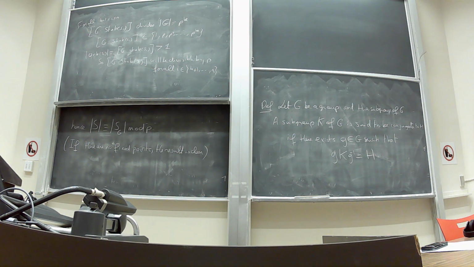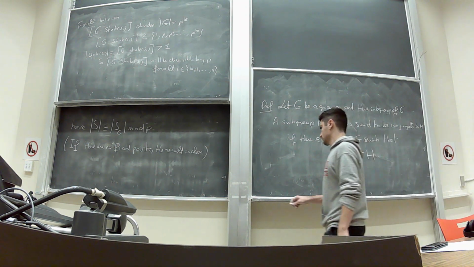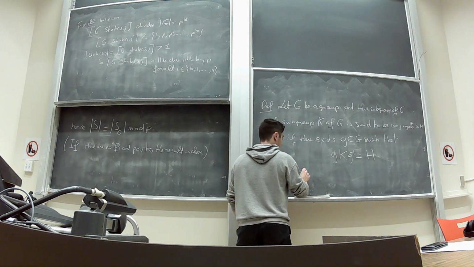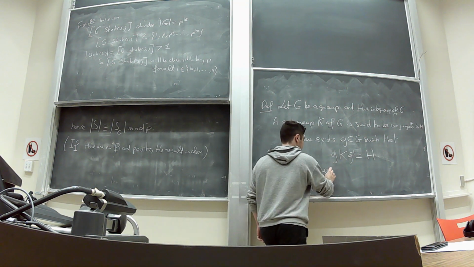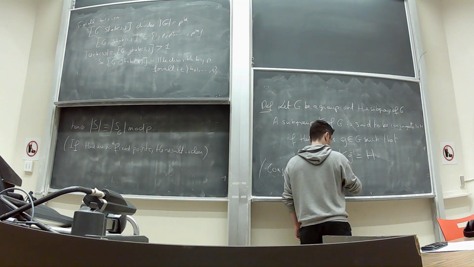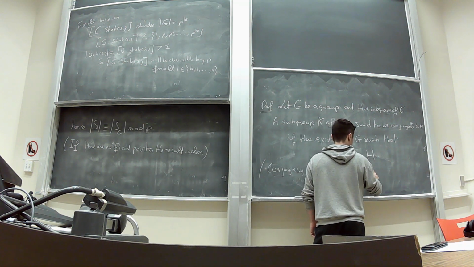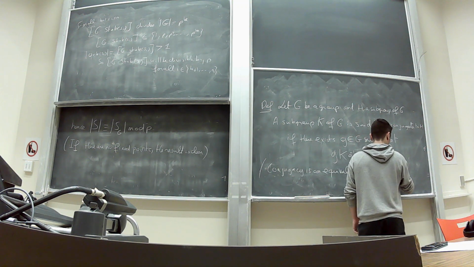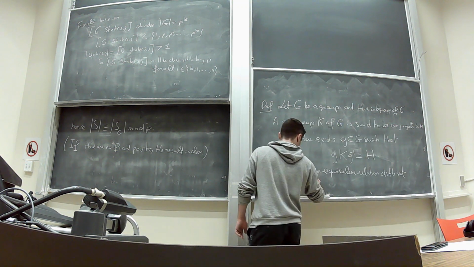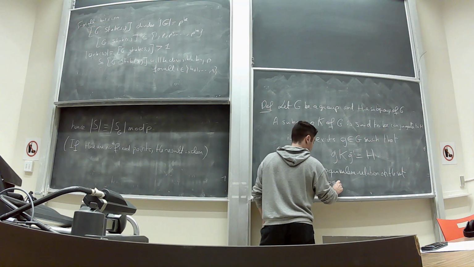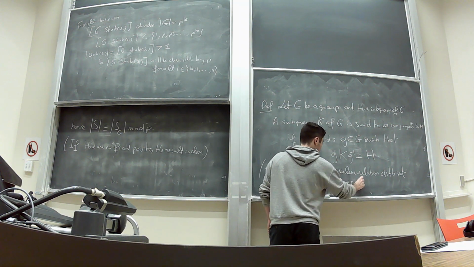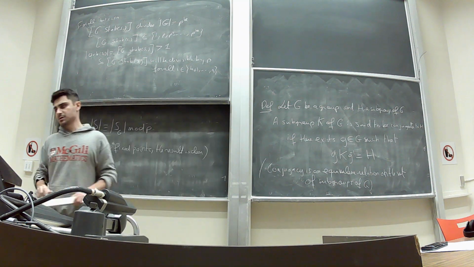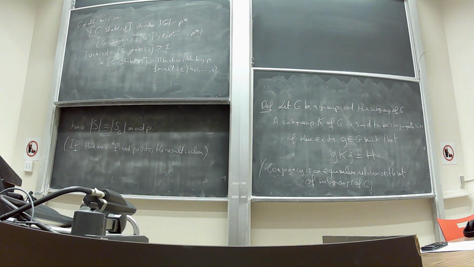Okay, so I'll write this down. Conjugacy is an equivalence relation on the set of subgroups of G. Now you can check this. I mean, it's not bad. Great.